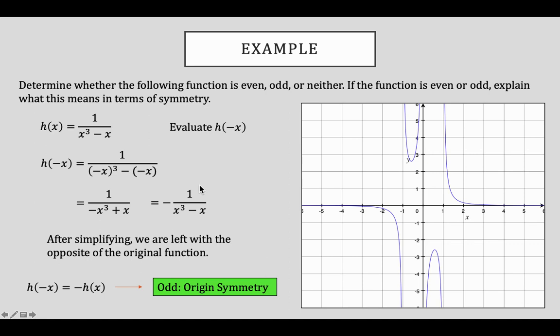And graphically, if we were to plot this in our calculator, we end up with this nice looking curve right here, which does have origin symmetry. If I reflect that graph over the x-axis and the y-axis, I end up with the exact same image. All right, there we have it, even and odd functions.